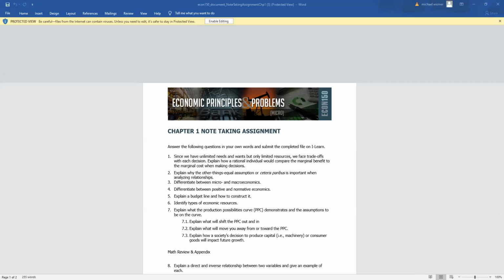In week one, our note-taking assignment has a couple of questions that I want to review. The first question that I want to review is question number 6, identify types of economic resources. Those economic resources are called factors of production, and they are 4. One is land, one is labor, one is entrepreneurship, and another is capital.